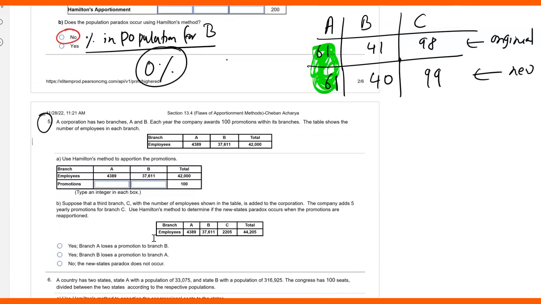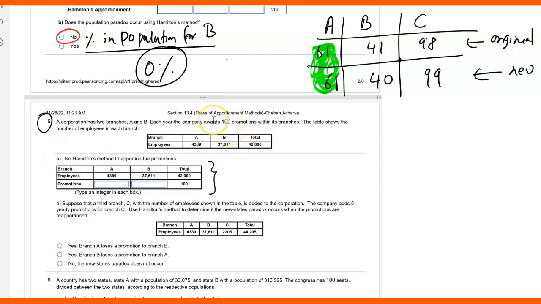Let's do question number 5 to illustrate the new state paradox. A corporation has 2 branches, A and B. Each year, the company awards 100 promotions within its branches. The table shows the number of employees in the branches. The company has 2 branches A and B, and the first part of the question is to use the Hamilton method to apportion these 100 promotions.